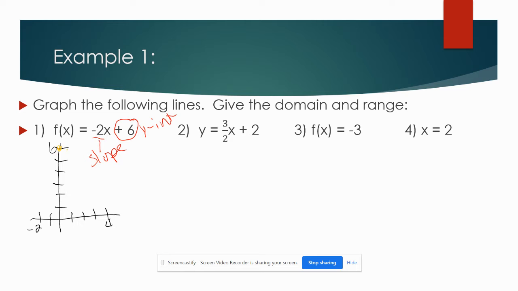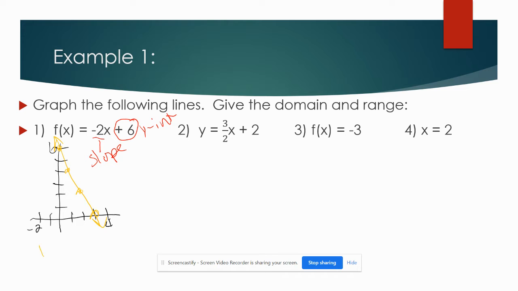The slope is negative 2. So rather than rising, we're falling. Down 2, right 1. Down 2, right 1. Down 2, right 1. And connect our line. Remember, we want probably at least a good 4 ordered pairs on there, just to make sure we're a straight line.